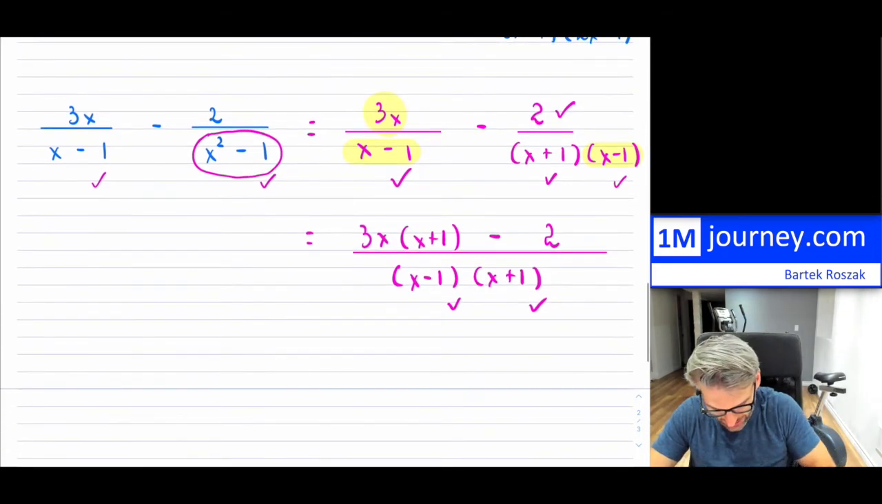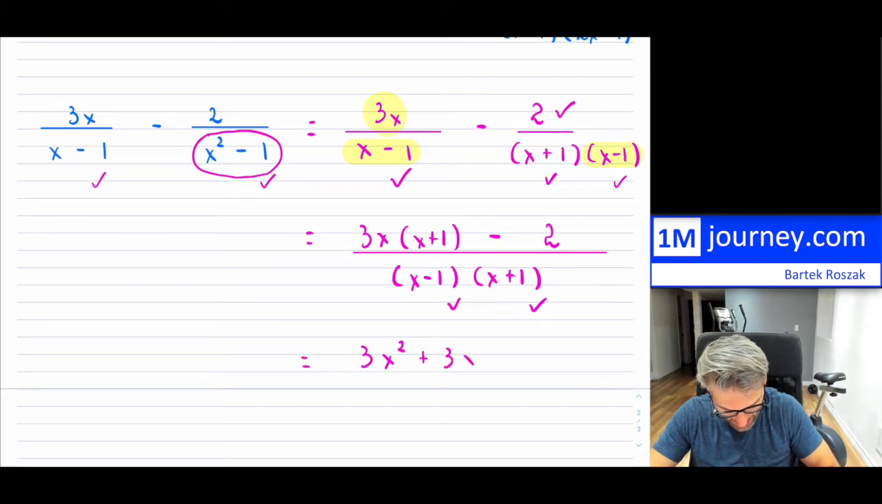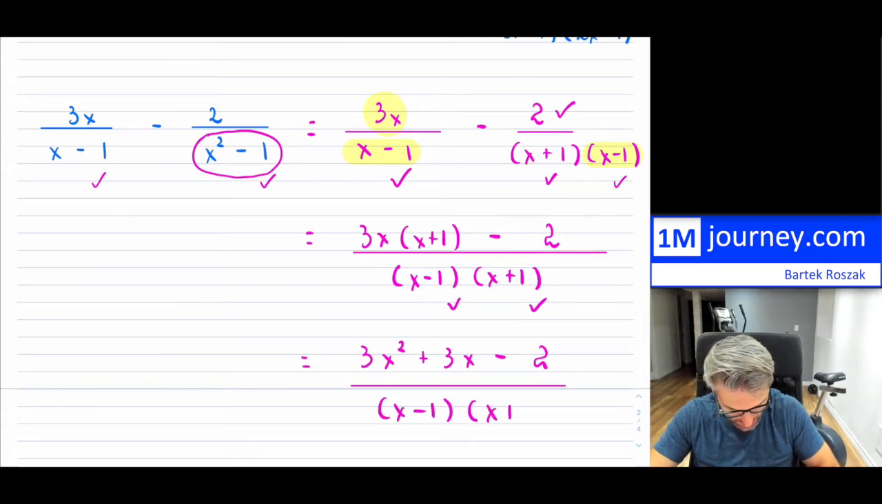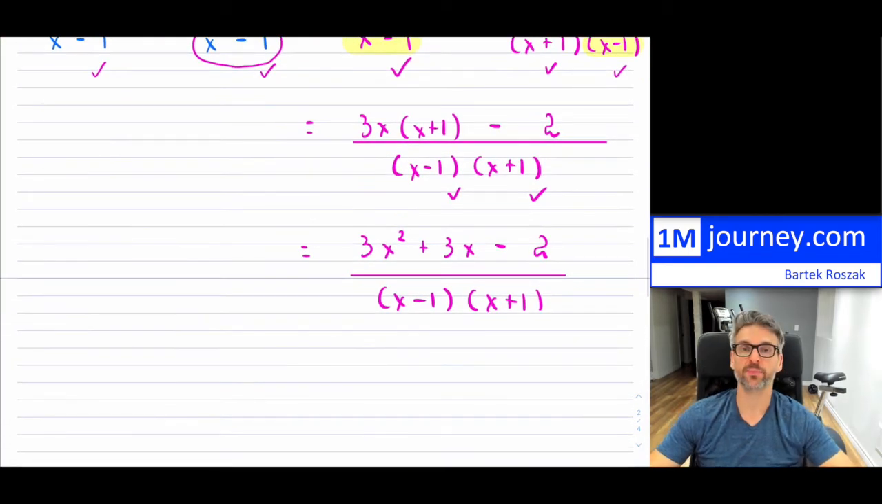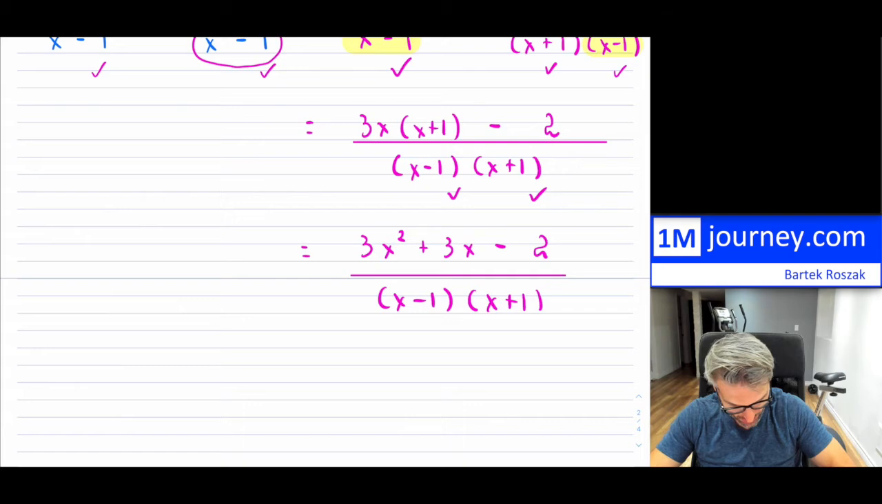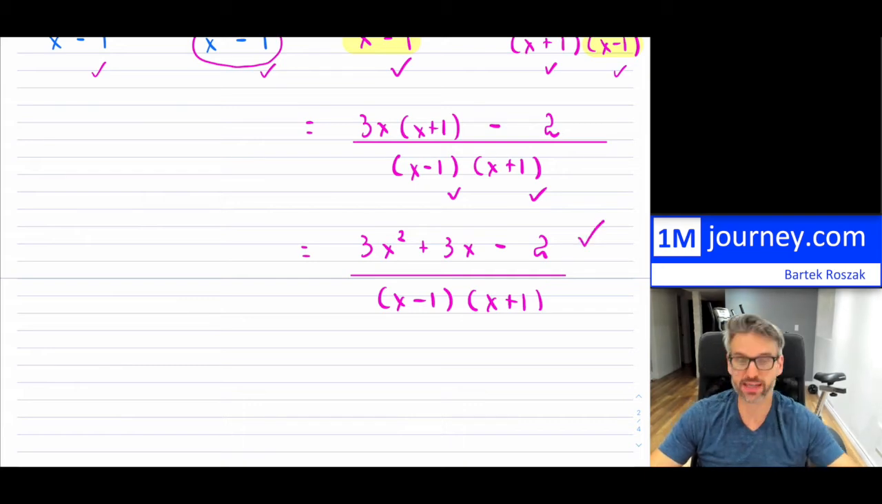And now I proceed in the same way. So I'm going to have 3x squared plus 3x minus 2, and then divided by x minus 1 times x plus 1. All right? So that's what I have right there. Now again, you can check whether this factors out in any particular way. You can try to play around with that. I'm going to leave that up to you. It will depend on what your teachers want. If they want you to factor the whole thing out, you certainly can try that.